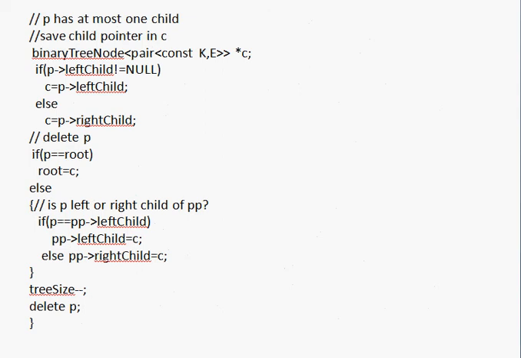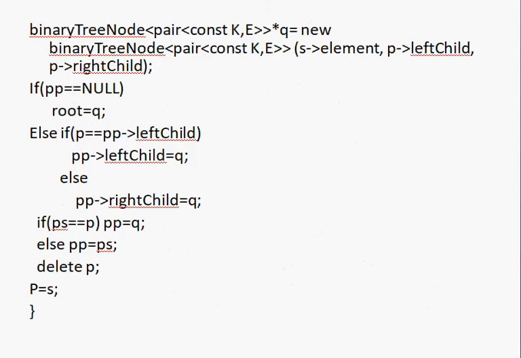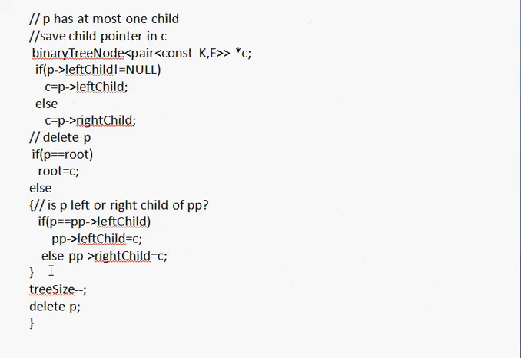So after this, now your tree structure looks like this. C points here. Okay, and finally this node has to be deleted. So you just delete p, it is going to destroy that node. And ultimately you just use tree size minus minus, then you use delete p. So this way you can delete the node in the program.